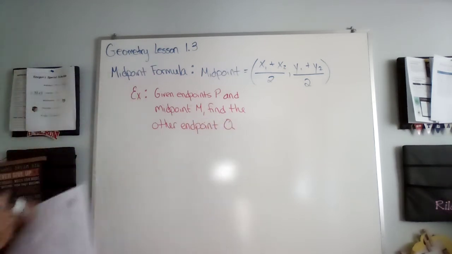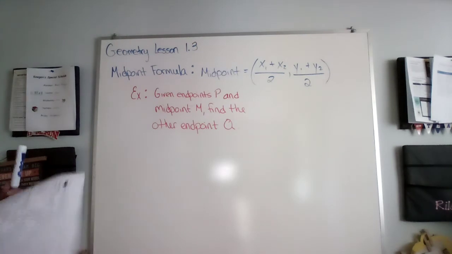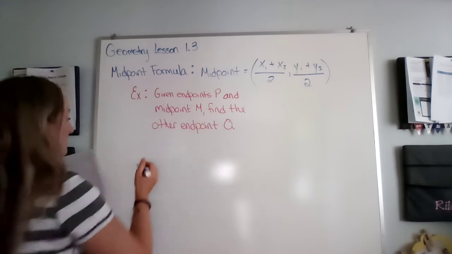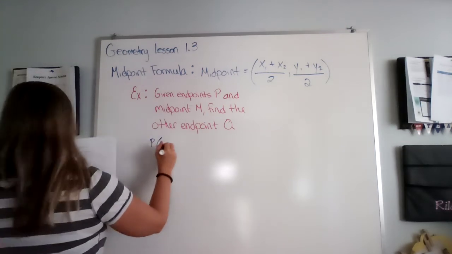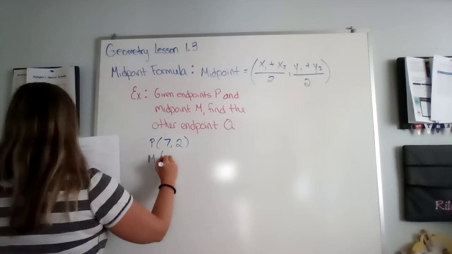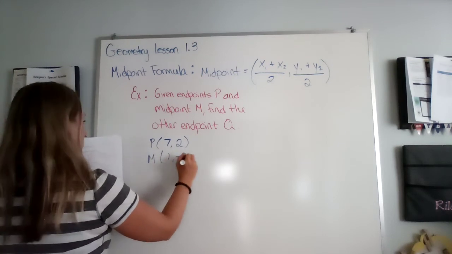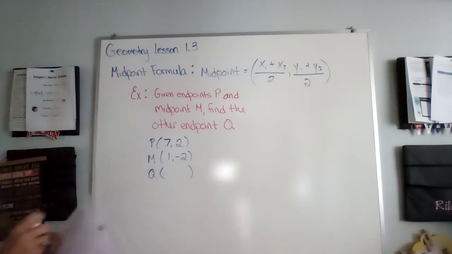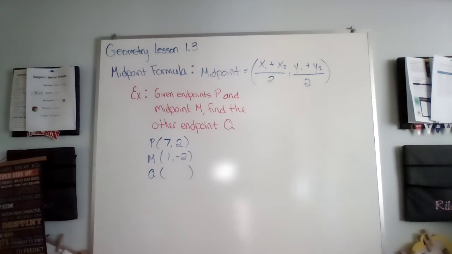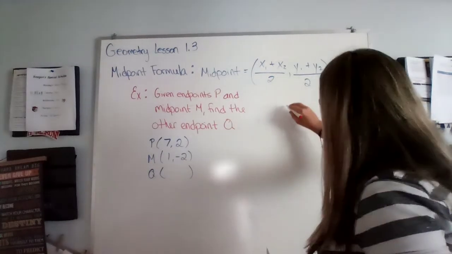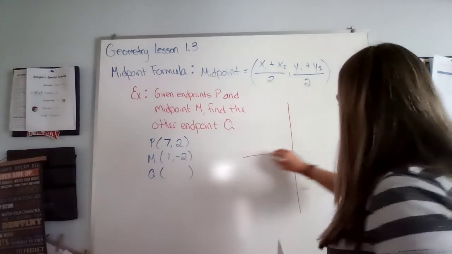Okay, so let me figure out which coordinates I want to give you guys for this one. Let's see, we'll do this one here. So we'll say that P is located at 7, 2. M, the midpoint, is located at 1, -2. We're trying to find Q, the other endpoint. All right, and just like the last example, I'll show you both algebraically how to do it and also using the graph how to do it, okay? So let me come over here. Let's plot what we have and look at it visually first.